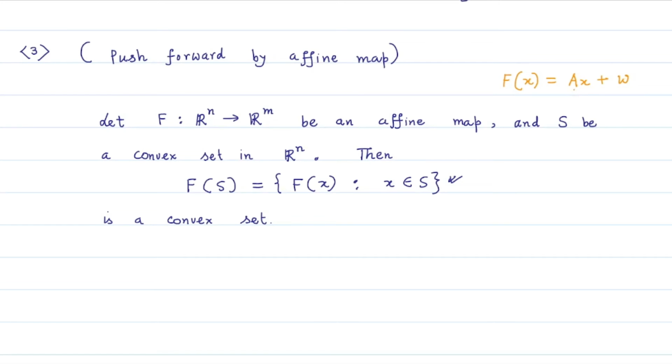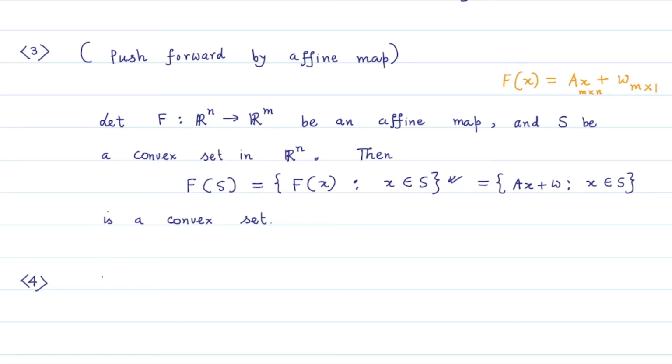Here this capital A is a matrix of order m by n and w is a vector in the R^m space, that is w is of dimension m by 1. And thus this image set FS can be presented by the set of all points Ax plus w, where x is inside the set capital S. We can easily prove that if the set capital S is convex, this set FS is a convex set. I am keeping it as a home task.